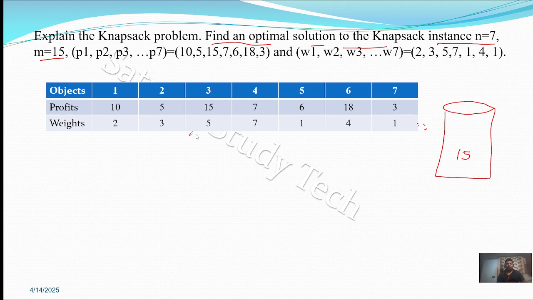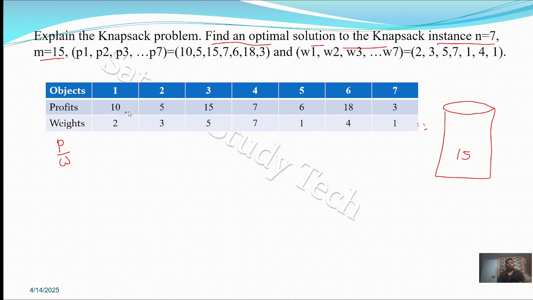So how do you choose the objects? Which objects can we fill in this bag to get the maximum profit? For example, the maximum profit here is 18, but that is for 4 kgs. What is the profit per 1 kg? So first, for each and every item, take P by W.